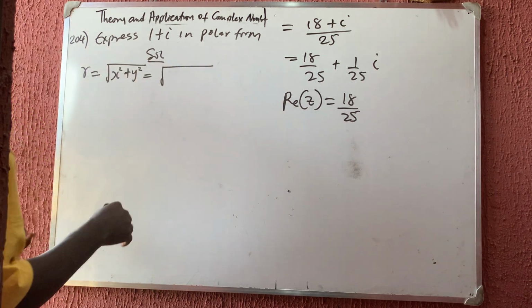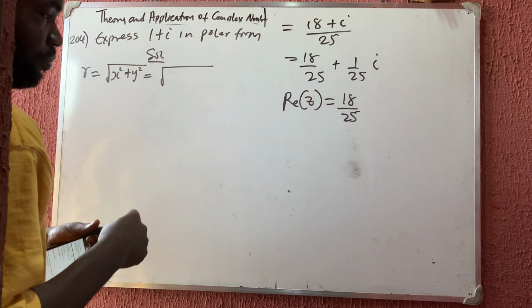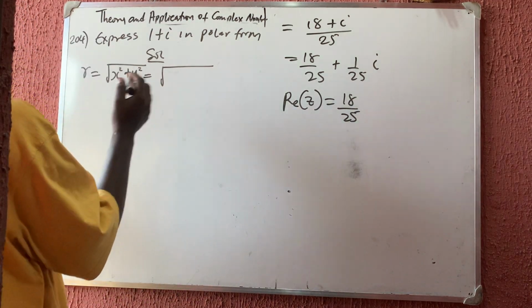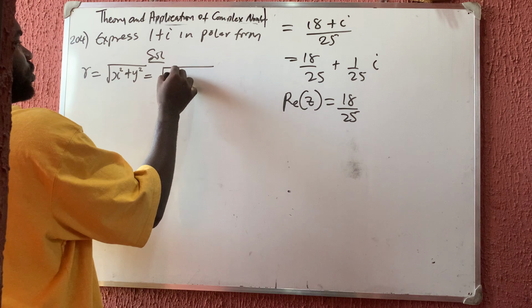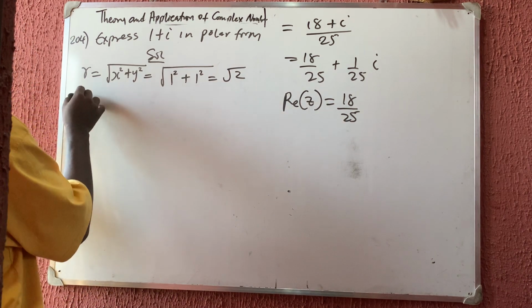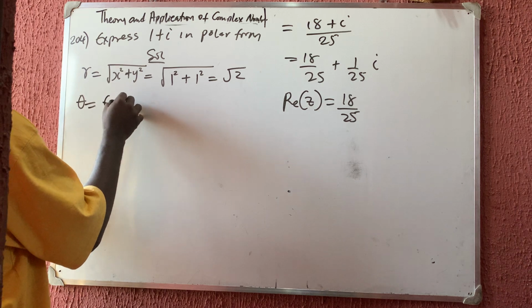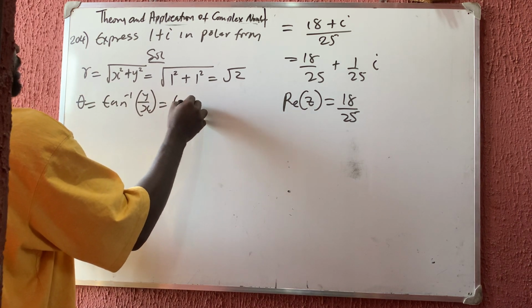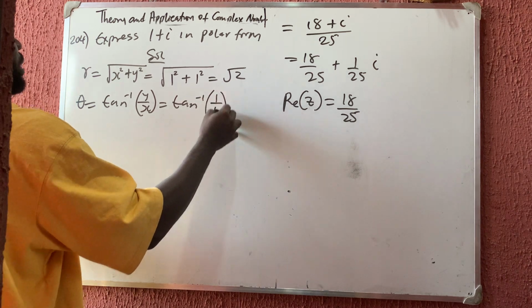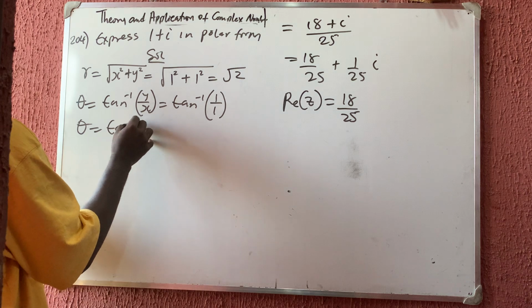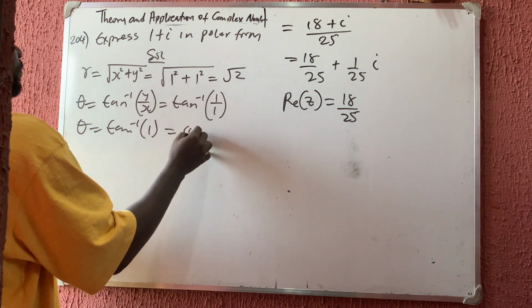If you have not watched my video on complex numbers, please do that. That's why I'm rushing this, so that it will help you. You've already known what to do. So 1 squared plus 1 squared is the square root of 2. The next thing is theta. Theta is equal to the tan inverse of y over x, which is the tan inverse of 1 over 1. Theta is equal to the tan inverse of 1, which is 45.